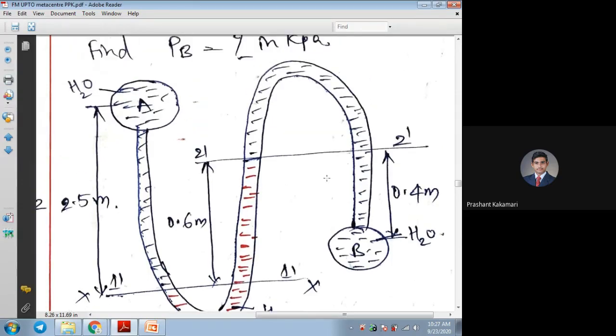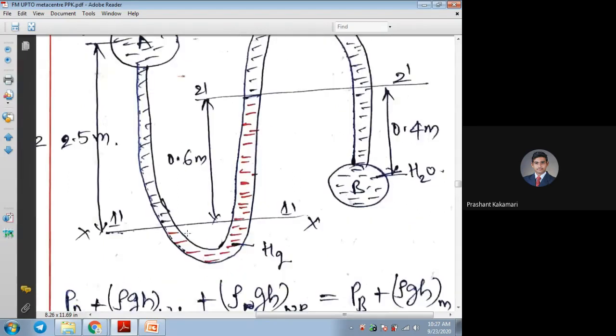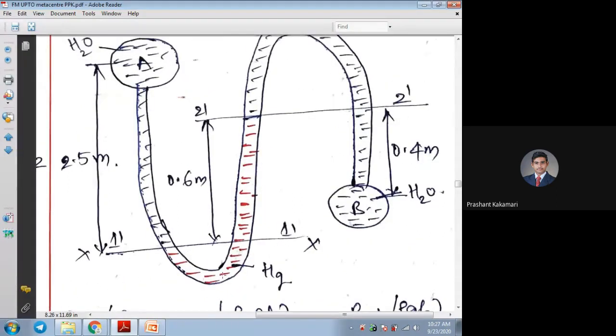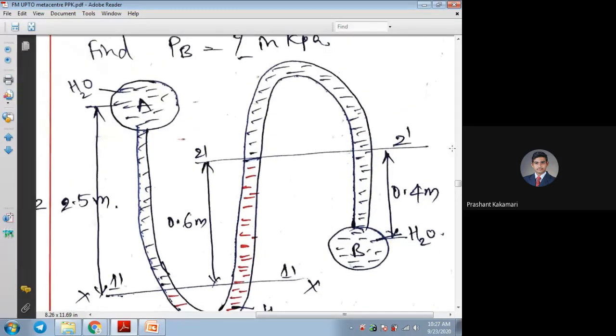Again, see here, as I told you, once you draw these datum lines, 2 2 dash or 1 1 dash, the head due to this curve or U-bend we are going to neglect. Both sides have the same head, so it will be neglected and we reduce the terms in the problem. Then the remaining is 2 dash to pipe center B. The head developed by the water at pipe B is 0.4 meters. All the values are given in meters.